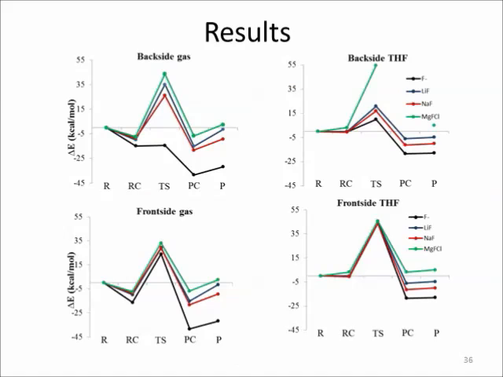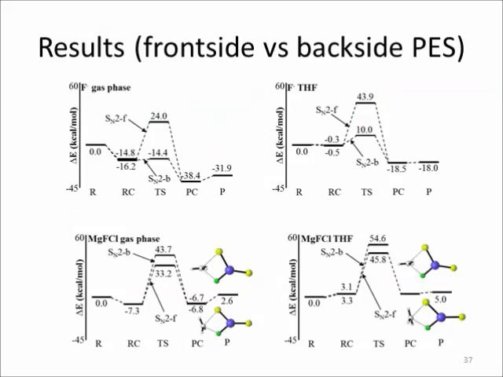We find that in the gas phase, the double well potential energy surface becomes unimodal in THF. A pertinent result is the cyclic nature of the transition state. For MgFCl, the transition states are cyclic in gas phase and THF for both front side and back side attack.